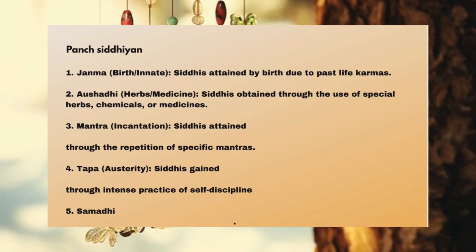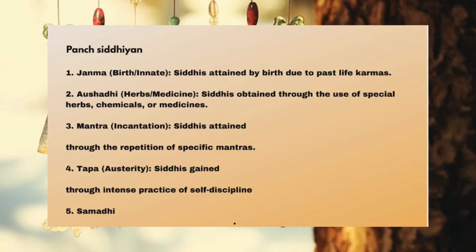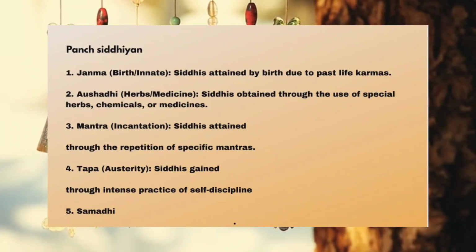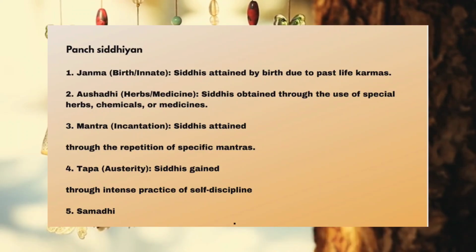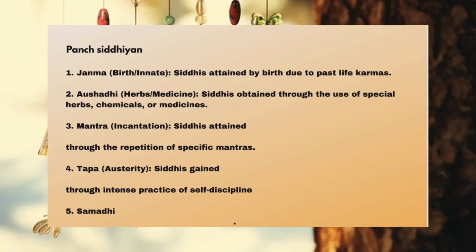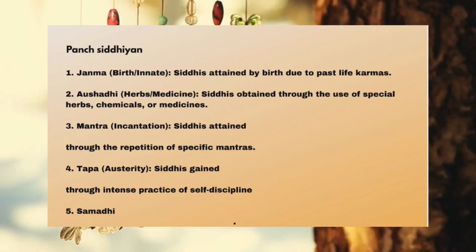Mantra, siddhis attained through the repetition of specific mantras. Tapa, austerity, siddhis obtained through intense practice of self-discipline. Samadhi, meditation, is siddhi born from the deep concentration and mastery achieved through yogic samadhi. These siddhis are described in the fourth and final chapter of the Yoga Sutra, which focuses on liberation.